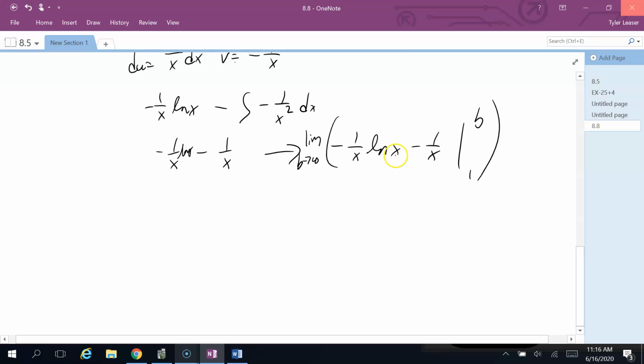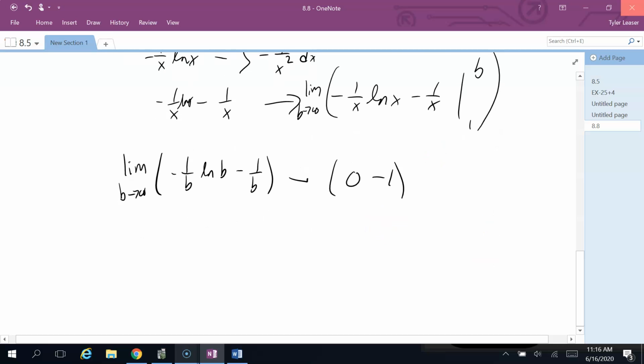If I plug b into all of this, I'm going to get negative 1 over b, natural log b, minus 1 over b. That minus plugging 1 into all of this. If I plug 1 in here, I just get negative 1, but then the natural log of 1 is 0, minus 1.